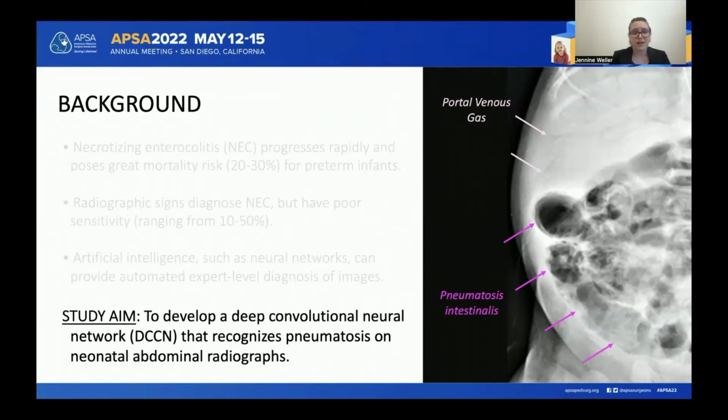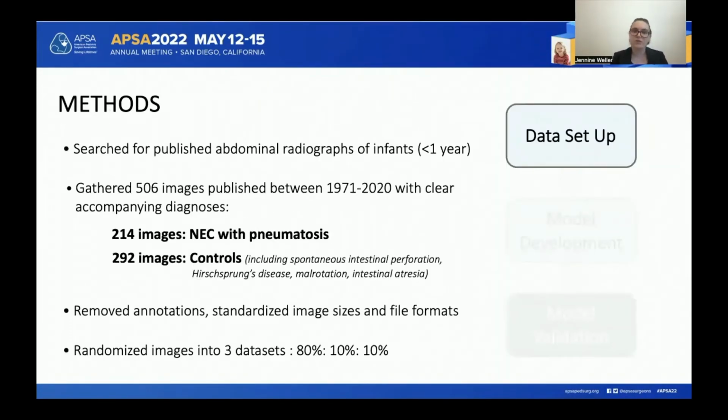So we hypothesized that artificial intelligence, specifically a deep learning algorithm, could help us recognize pneumatosis on neonatal abdominal radiographs. And because there's uncertainty around diagnosing early signs of pneumatosis, we set out to first prove that an image classifier could detect the unarguable cases of NEC. To accomplish this, we gathered published images from online repositories such as PubMed and Radiopaedia, making sure all images came with clear labels of disease pathology. This gave us 214 images with pneumatosis and 292 controls with other gastrointestinal pathology.